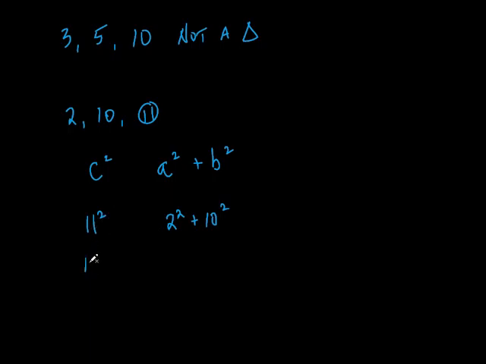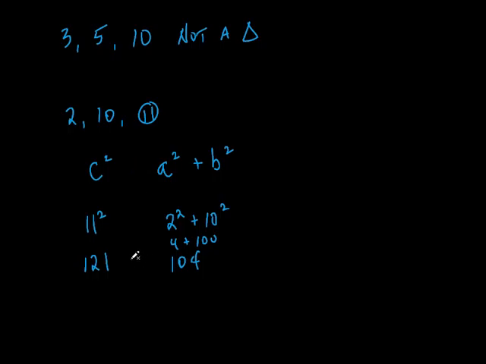What's 11 squared? It's 121, isn't it? 2 squared is 4, plus 10 squared. What's 10 squared? It's 100. So that's 104. Do you remember what the rule is here? If c squared is greater, what kind of a triangle is it? It's obtuse, right? If c squared is greater than a squared plus b squared, it's obtuse. What if c squared was less than? It's acute. What if c squared was equal to? Then it would be right.